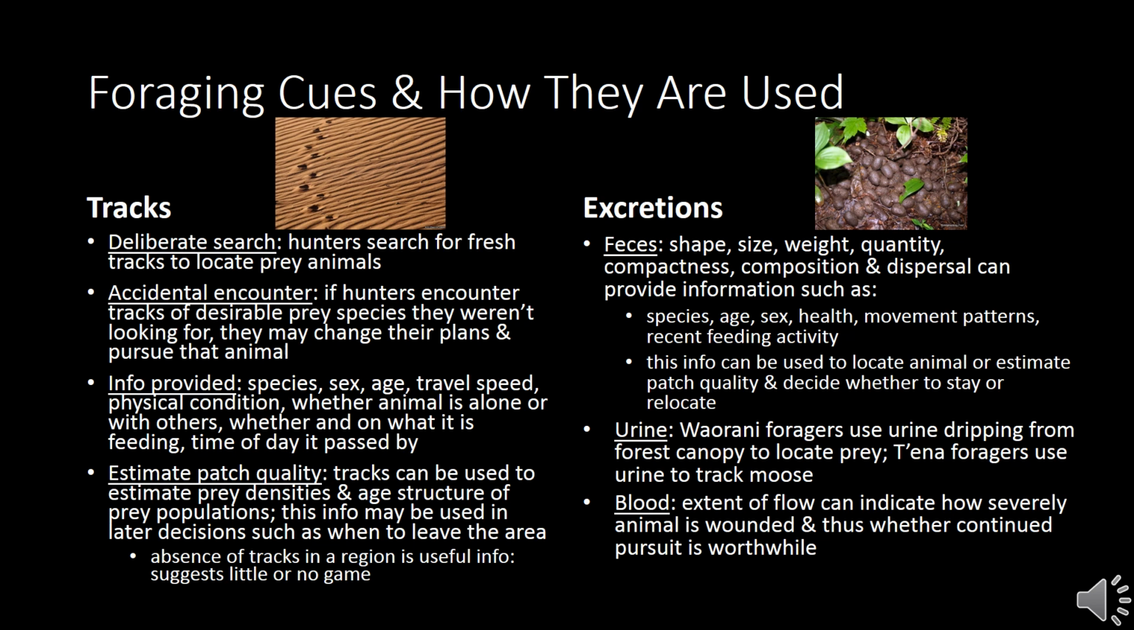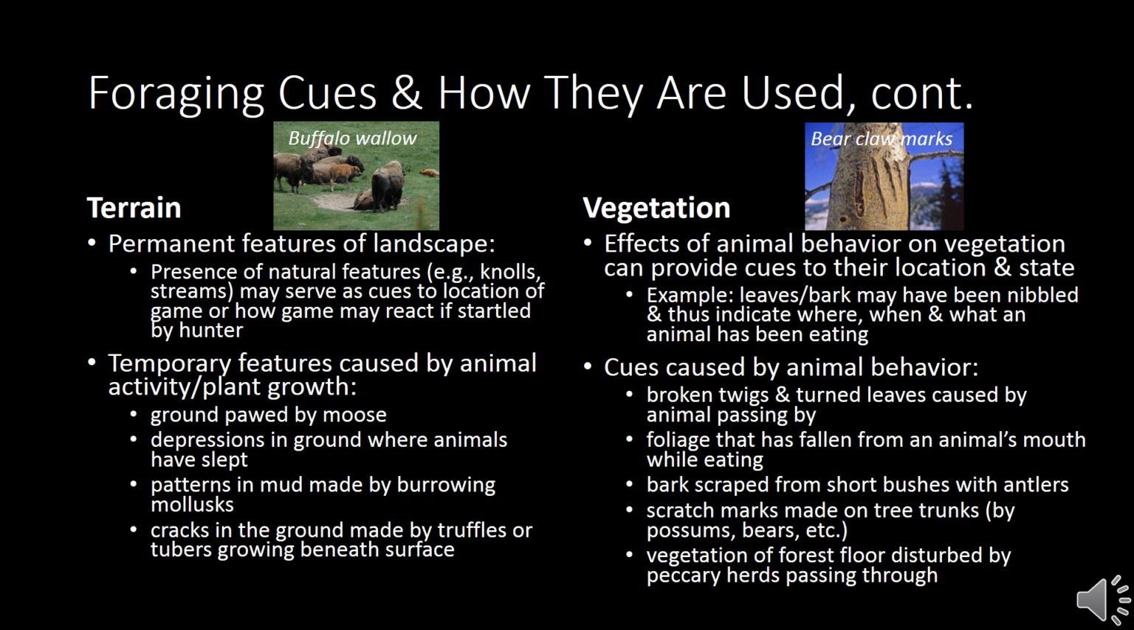Another excretion that provides information is blood. The extent of blood flow can indicate how severely an animal is wounded and thus whether continued pursuit is worthwhile. Two other kinds of environmental cues that provide information about animal resources are terrain and vegetation.